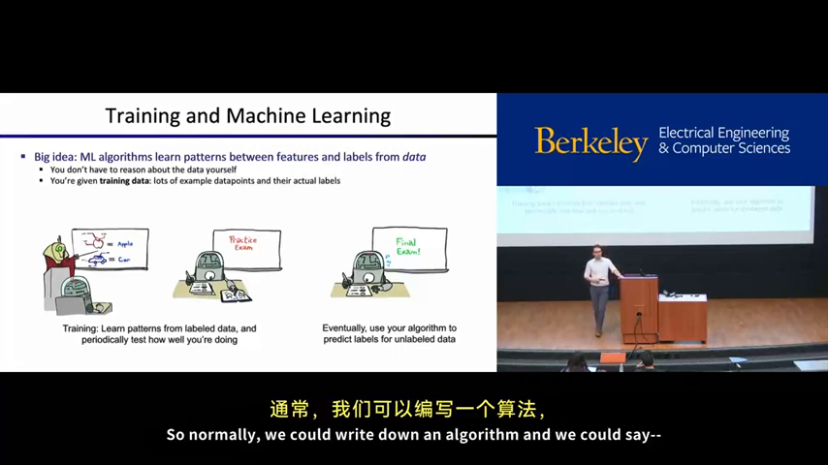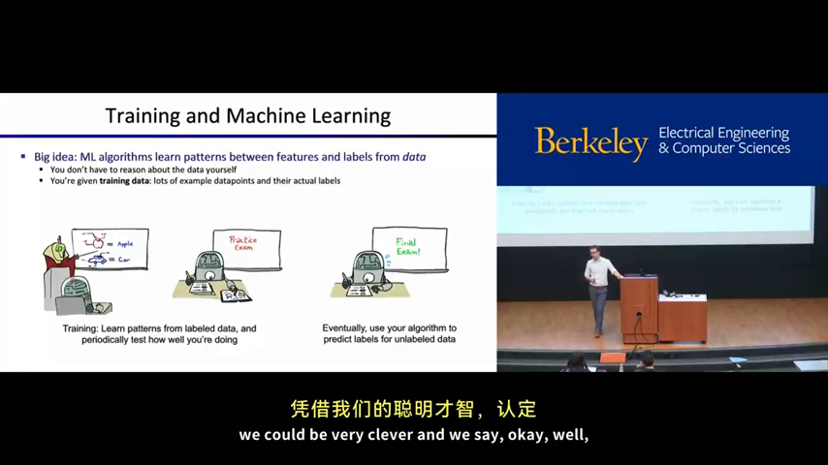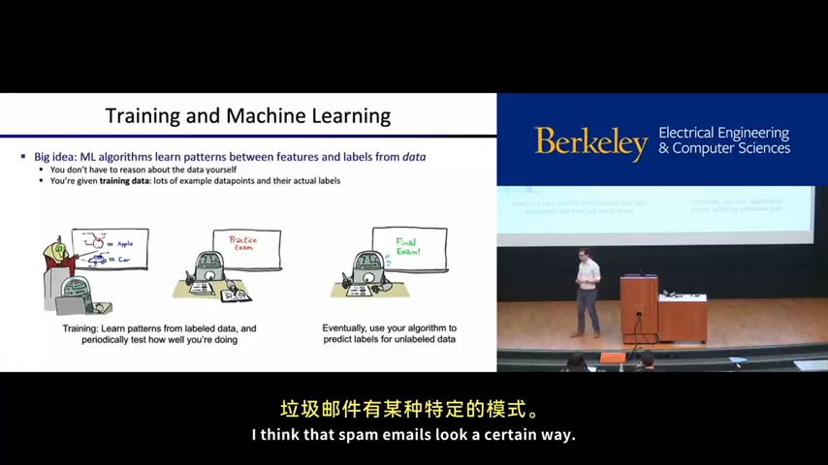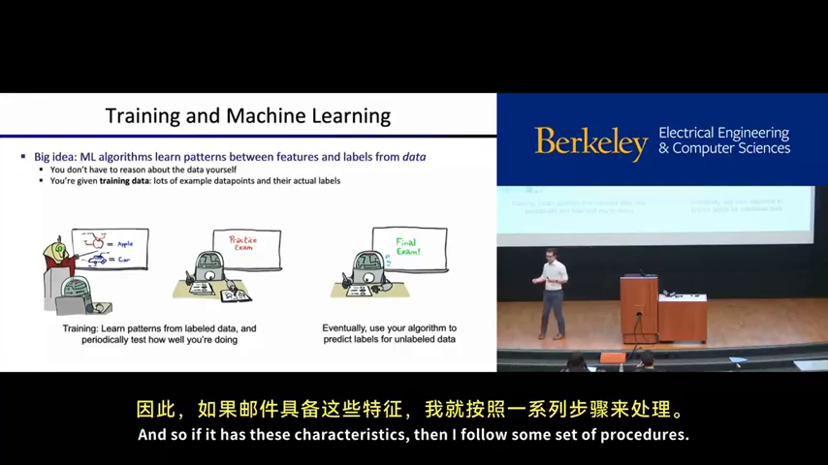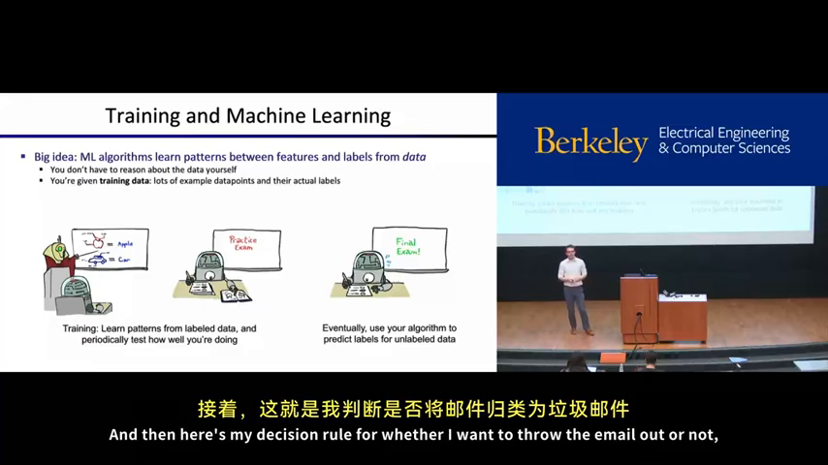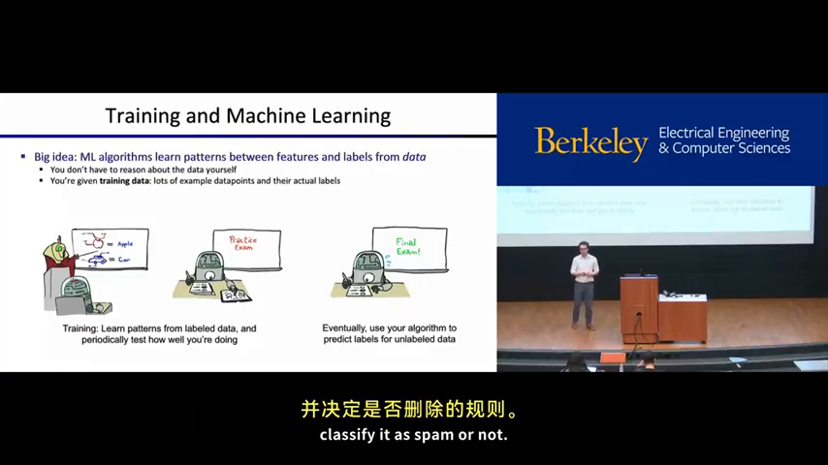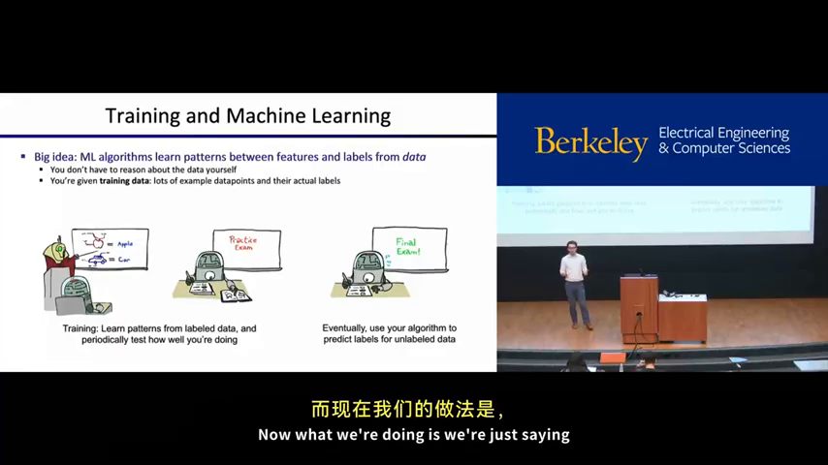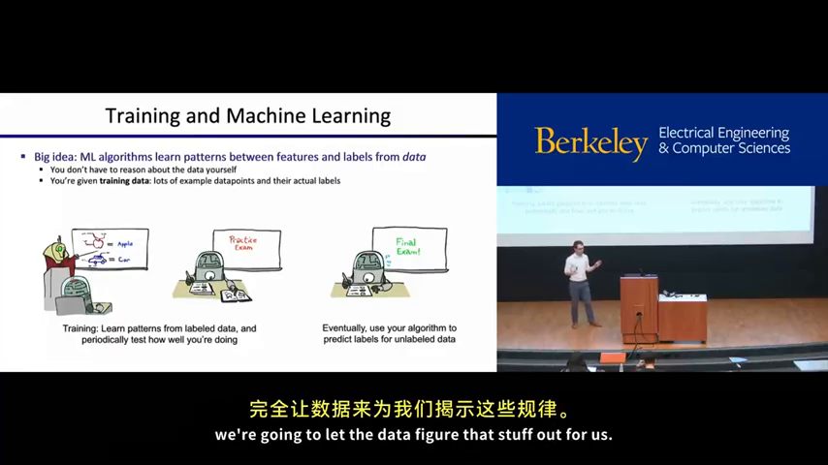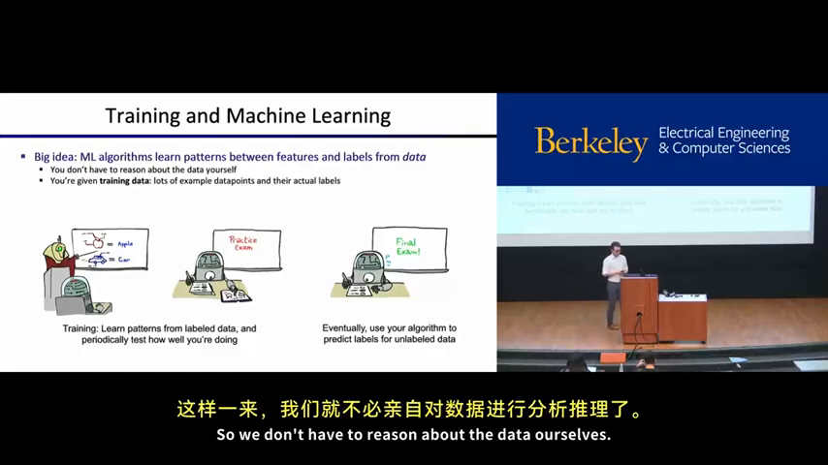So normally we could write down an algorithm, and we could be very clever, and we say, okay, well, I think that spam emails look a certain way, and so if it has these characteristics, then if I follow some set of procedures, here's my decision rule for whether I want to throw the email out or not, classify it as spam or not. Now what we're doing is we're just saying we're going to let the data figure that stuff out for us. So we don't have to reason about the data ourselves.